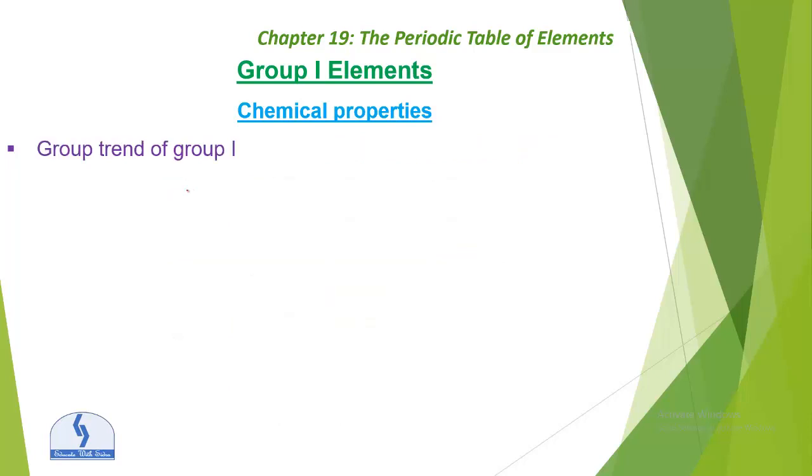Group 1 trend, going down a group, what will happen? Melting and boiling point decreases, density normally increases except a few, and reactivity increases as we go down a group.